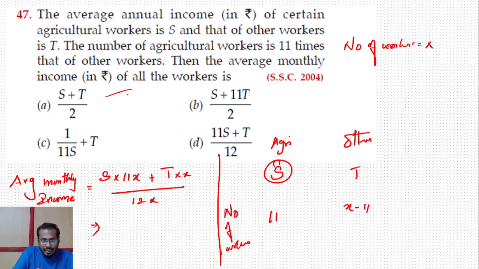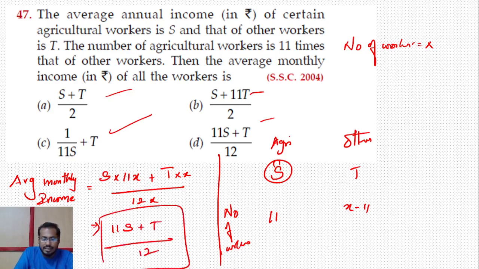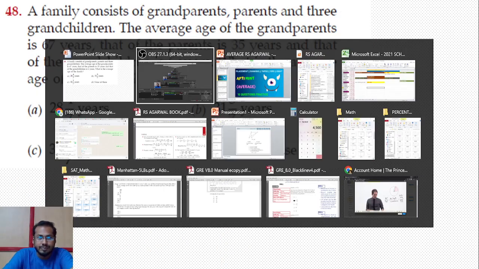ஓகே, ஸோ நவ் யூ சால்வ் திஸ். ஏன்னா எனக்கு இங்கே இருக்கிற ஈக்குவேஷன் மாதிரி நான் கொண்டு வரணும். ஓகே, ஐம் ட்ரைங் டு ரைட் லைக் தட். ஸோ 11s ப்ளஸ் டி டிவைடட் பை எக்ஸ் எல்லாம் எடுத்துட்டிங்கன்னா யூ வில் கெட் திஸ் ஆன்சர். Okay, so that's the concept. Right, next question.